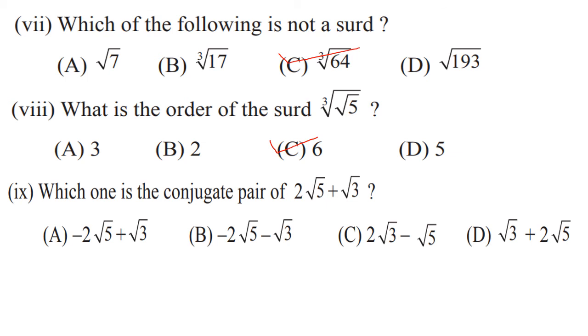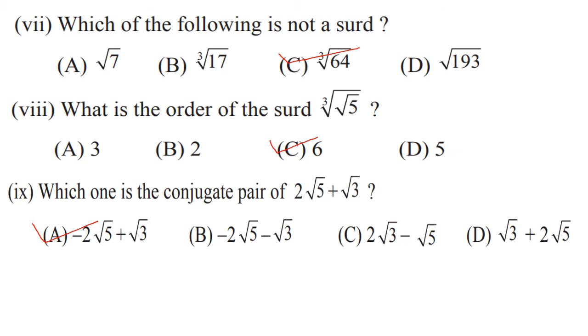So options C and D are already discarded, not possible. Now you have to think of A and B. What you will observe is in option B, the sign of both the terms is changed, which is not allowed. We can change the sign of only one term. Either the first term can be negative or the second term can be negative. Both cannot be negative. So again option B is not possible, and therefore the correct one is option A. This way you are going to find the answer.